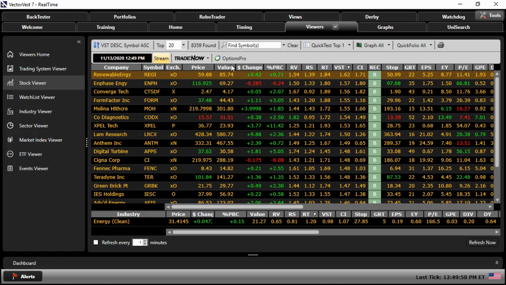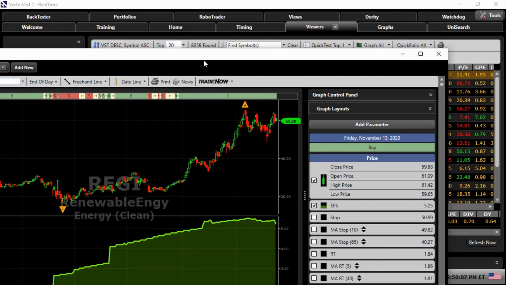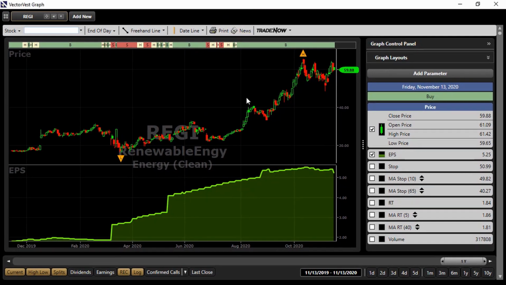Look at the graphs. So what we're going to do, we're looking at the top 20 stocks out of 8,359, sorted by VST. The stock that has the highest VST is at the top of the list, sorted all the way down. I'm going to simply click on Graph All. I'm going to pull up the graph, and there's only a couple of things that I'm going to look at. I'm going to look at the price action over the last year, and I'm also going to look at the earnings per share, because earnings per share is the engine that drives a stock's price higher. So we're looking at the top 20 stocks. REGI, out of all of the stocks, has the best combination of value, safety, and timing.